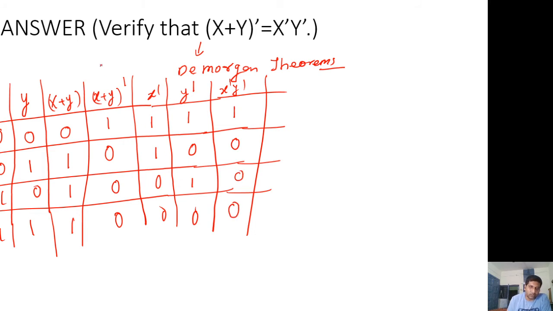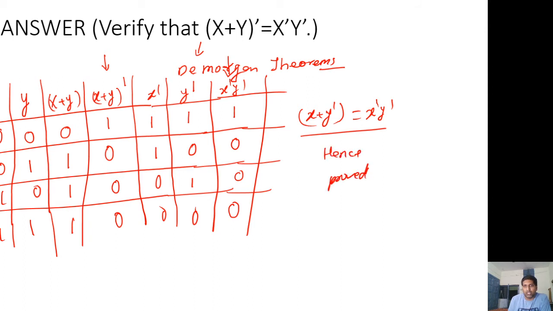Now column 4 and column 7 are the same: 1 0 0 0. That means column 4, (x plus y) bar, is equal to x bar into y bar, hence proved. And this theorem is proved on the basis of the truth table.